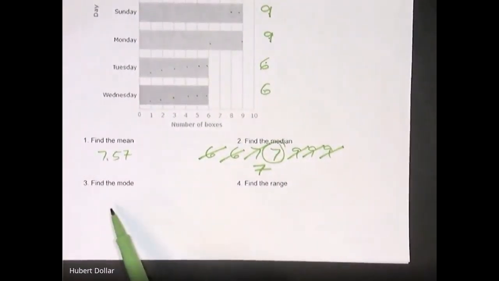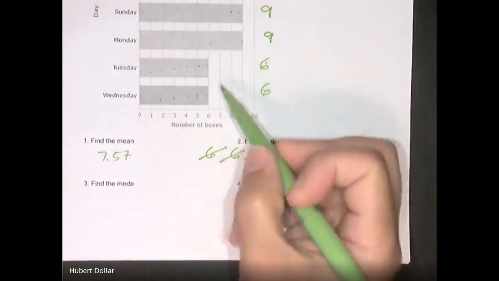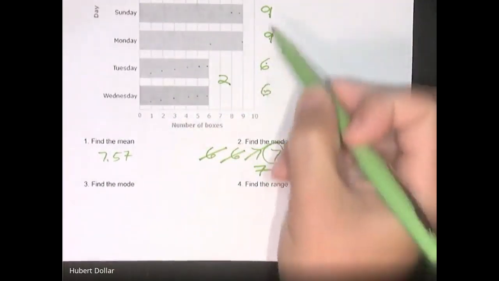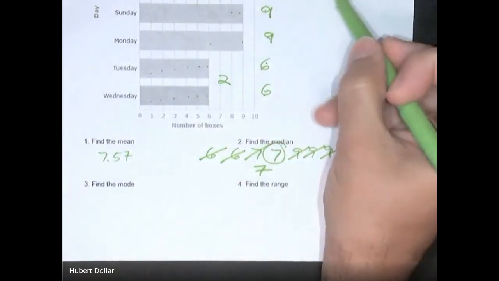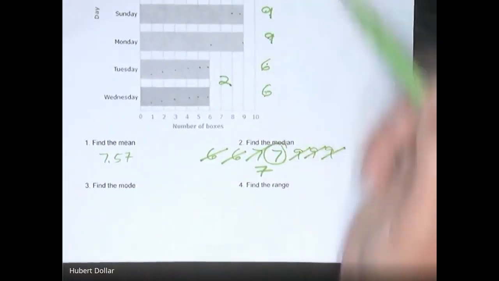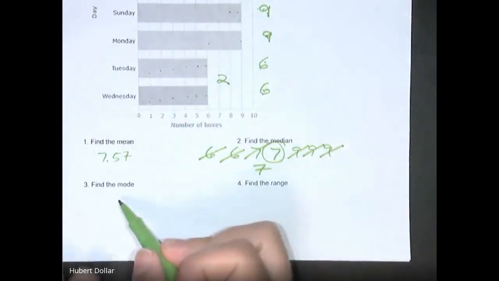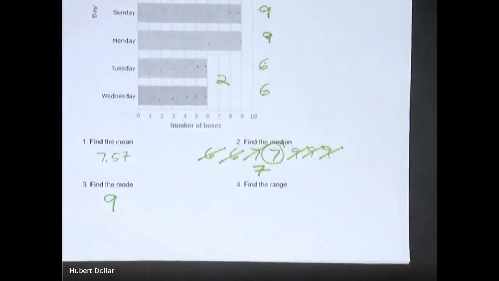Now, the mode. The mode is the number that happens the most. It's not the biggest number, it's the number that happens the most. So 6 happens twice. 9 happens 1, 2, 3 times. And 7 happens twice. Because 9 happens 3 times, the mode is 9. The calculator does not offer the mode function for you. You have to figure that out on your own.